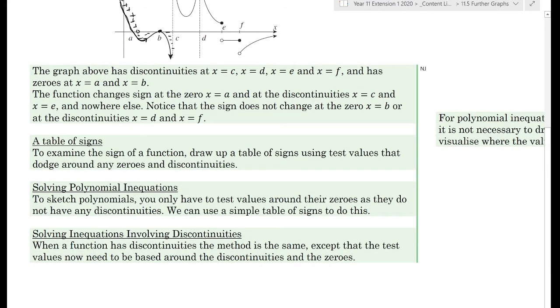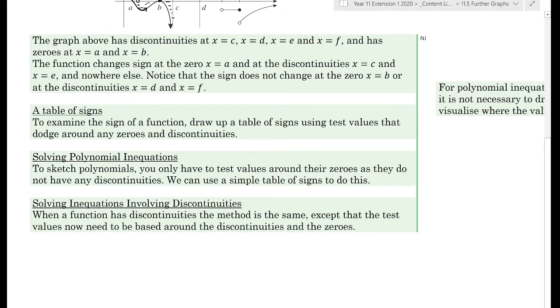So, a table of signs. To examine the sign of a function, draw up a table of signs using test values that are around any zeros or discontinuities. So basically, instead of doing a table of values, we don't actually care about the value. We just care: is it positive or is it negative? And with that, we've got solving polynomial inequations. To sketch polynomials, you only have to test values around the zeros, as they do not have any discontinuities. So you only have to check around the zeros, and we can use a simple table of signs to do this.